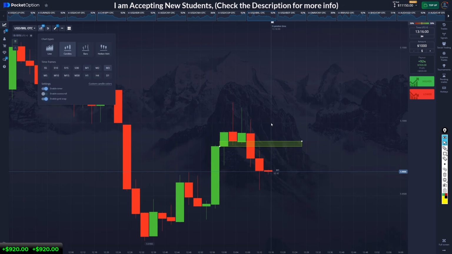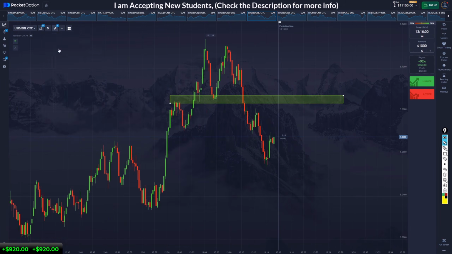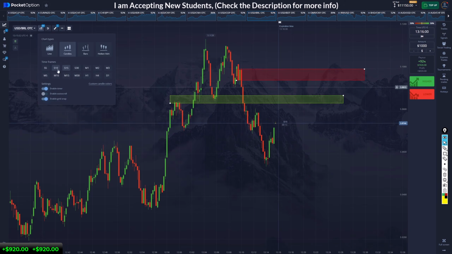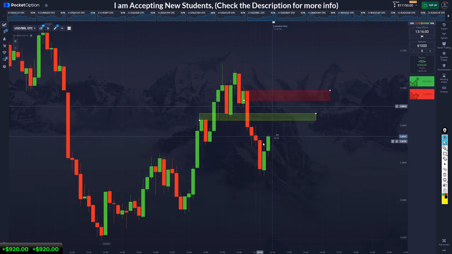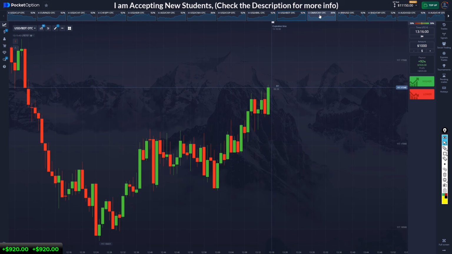All right, we have a QM. We got the engulf. Let's go back to 30-second. I'm looking for a supply. Let's get it. This is the supply. So if the price comes up, I will enter at this red zone. Pretty simple. It's coming up. I already set an alarm here. If the price comes up, I'll be notified.